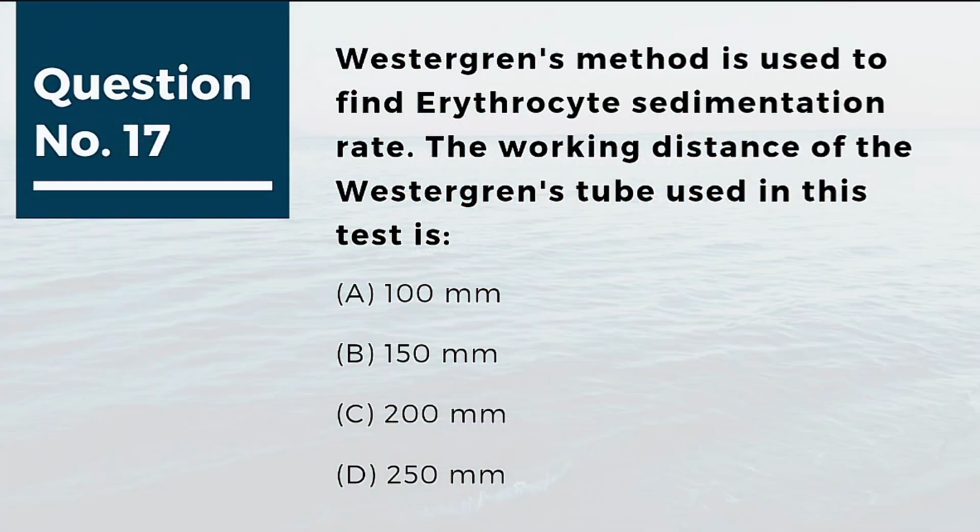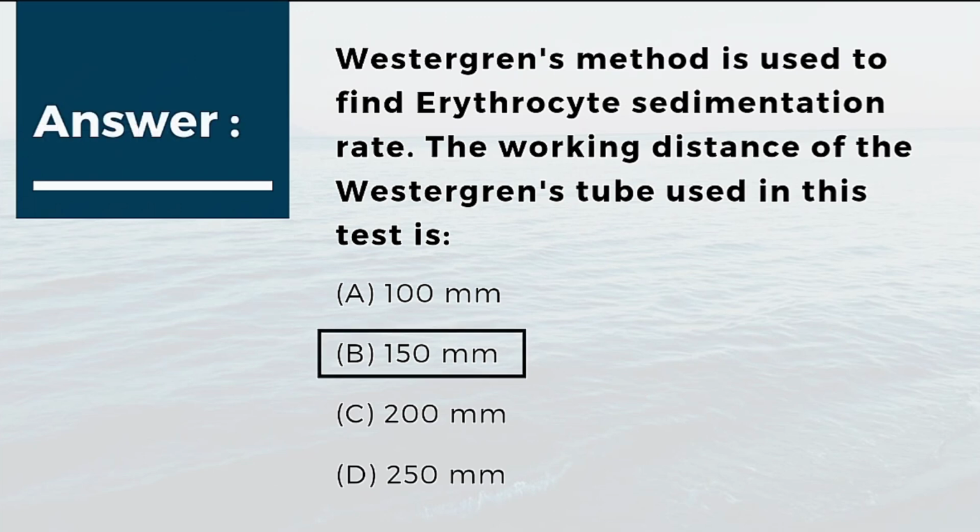Question number 17. Westergren's method is used to find erythrocyte sedimentation rate. The working distance of the Westergren's tube used in this test is option A 100 mm, option B 150 mm, option C 200 mm, option D 250 mm. And the answer is option B 150 mm.